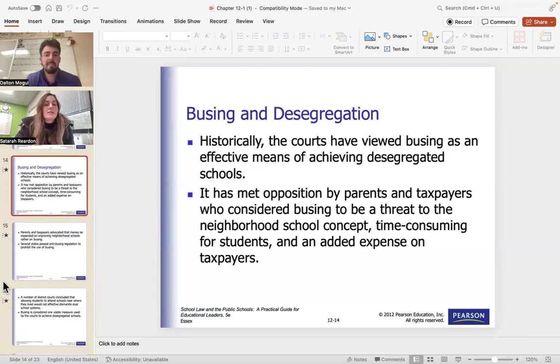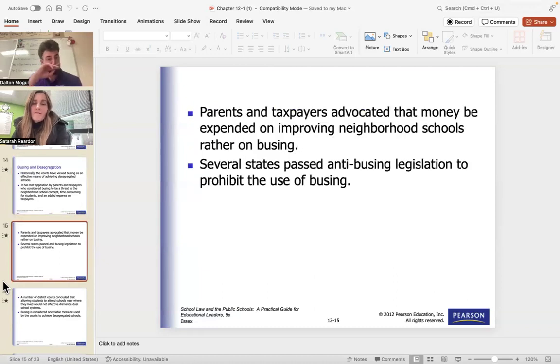Historically, the courts have viewed busing as an effective means of achieving desegregated schools, which means that the courts saw busing as a useful way to help end racial segregation in schools and ensure that students of different races could attend schools together. It has met opposition by parents and taxpayers who considered busing to be a threat to the neighborhood school concept. It was time consuming for students and added expense on taxpayers. So parents and taxpayers advocated that money be expended on improving neighborhood schools rather than spending it on busing.